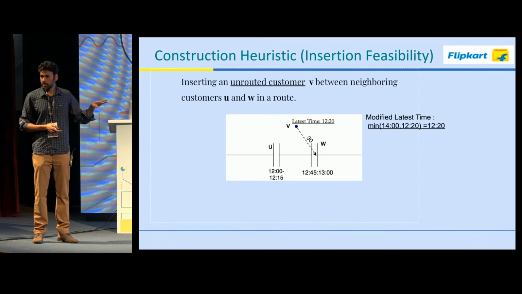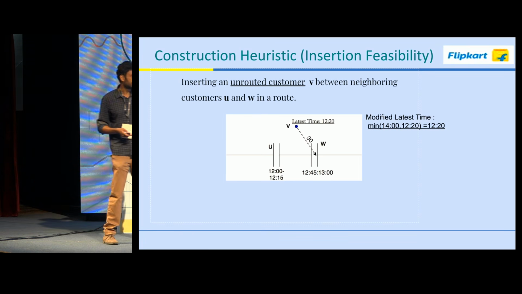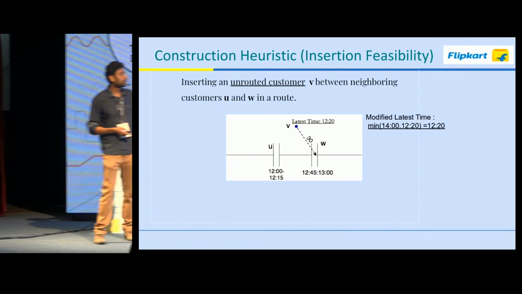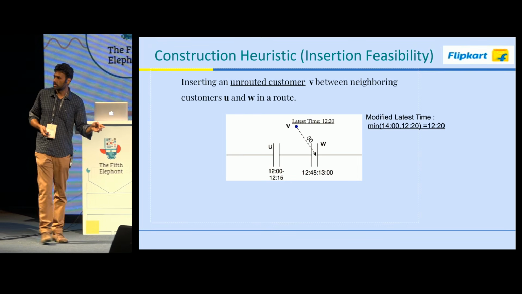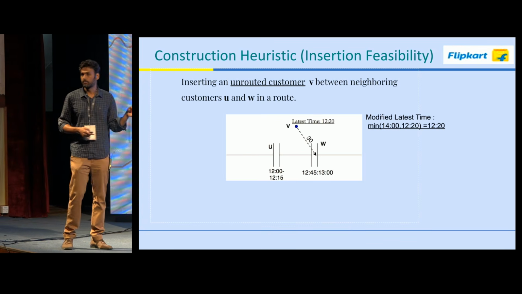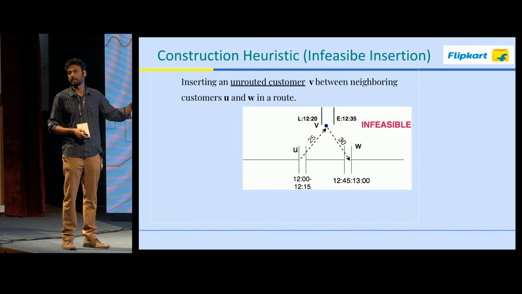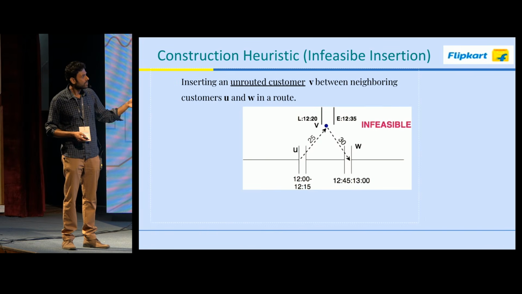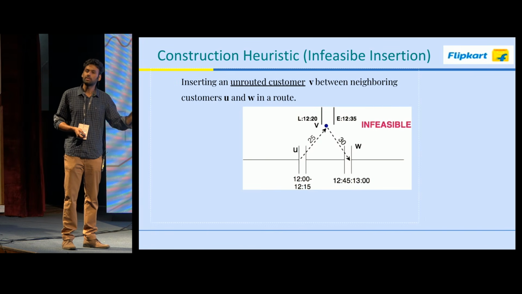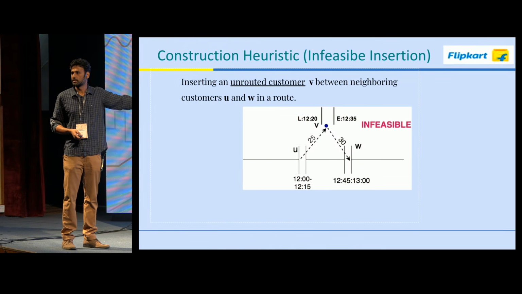You do a similar computation here. If you assume 30 minutes to go from V to W, you need to get to W latest by 13:00. So there's 30 minutes of travel time, 10 minutes to service V. So the latest you have to depart from V is 12:20. So think about it. From the previous customer, you find that the earliest you can get to V is 12:35, and from the next customer, you see the latest you can depart without breaking the feasibility constraint is 12:20. So clearly, this insertion is infeasible.